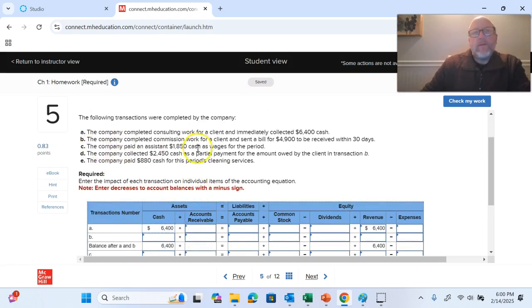B, the company completed commission work for a client and sent a bill for 4,900. Again, the definition of earning revenue or recognizing revenue is that we have to deliver the product or service, and then the customer has the choice to pay or pay later. In this instance, the customer is choosing to pay later, which is why we are sending a bill. So I would treat this as accounts receivable, and accounts receivable is an asset. And then I would also treat this as revenue.